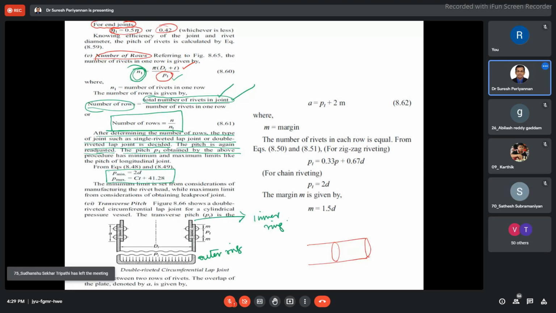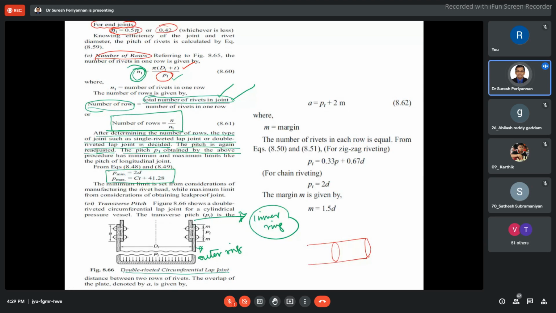So here we are not using any strap plate, hence we are saying this is only a circumferential lap joint, because this is the outer ring and the inner ring. I mean the two rings are overlapping and making a joint in the circumferential direction. This is called a circumferential lap joint. We are not using any extra strap plate. Now this is a double riveted lap, circumferential joint.